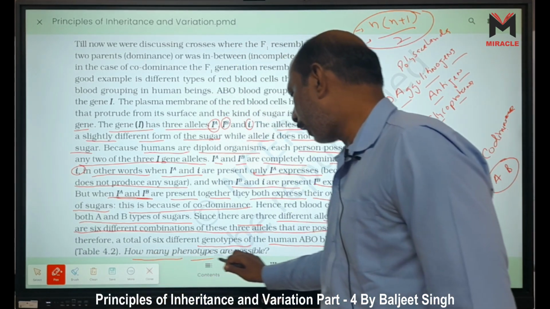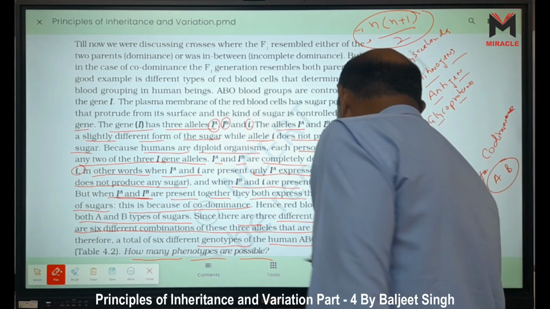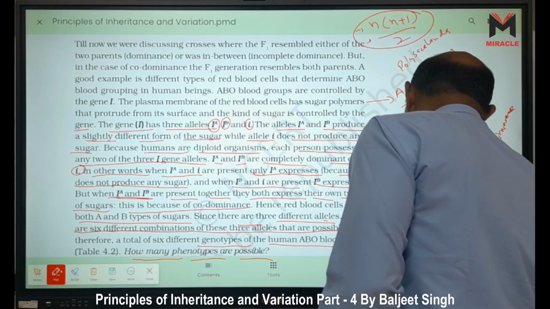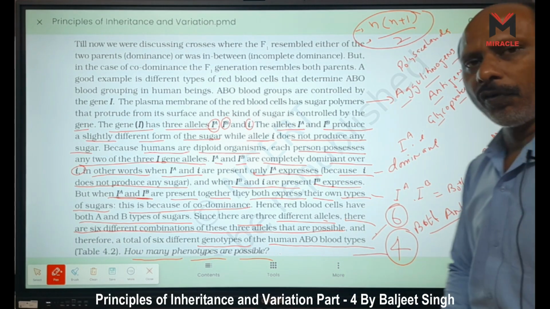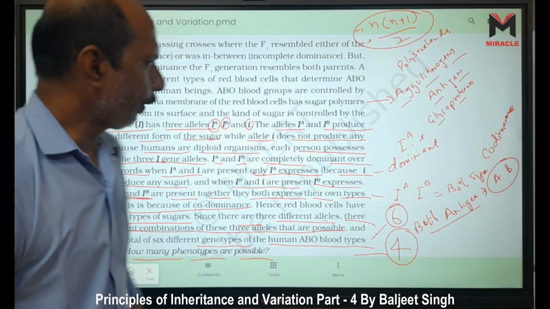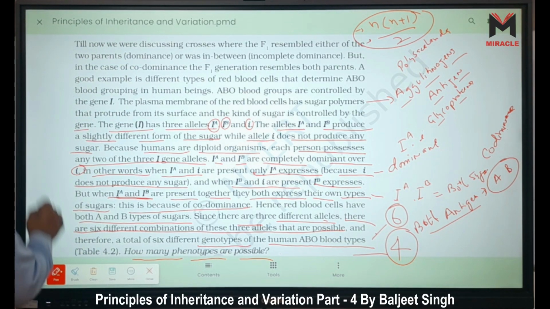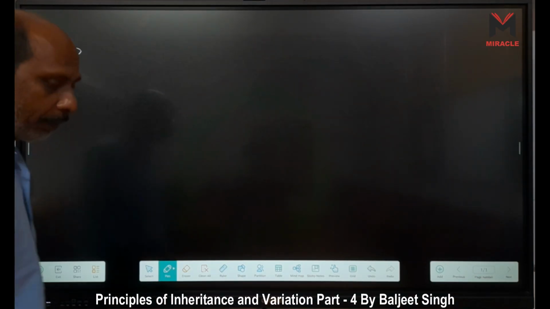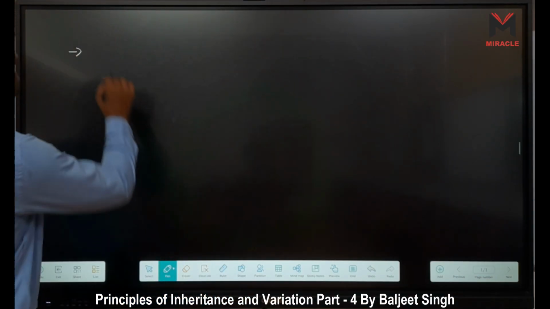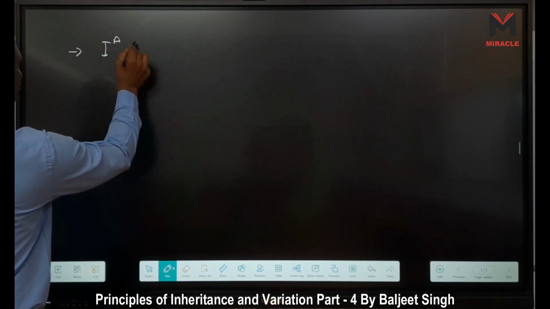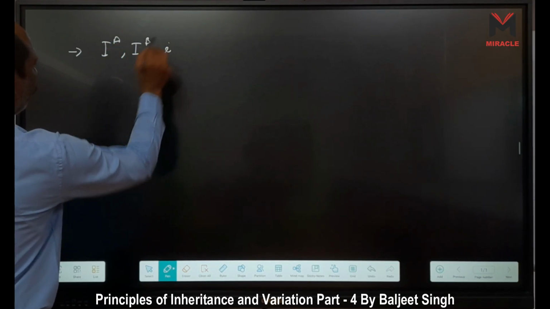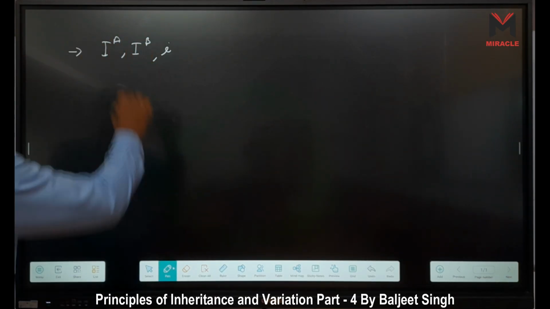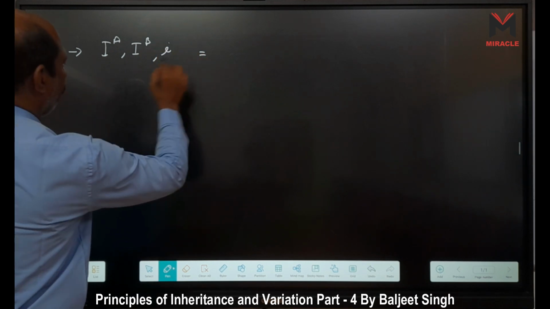How many phenotypes are possible? Phenotypes are 4, and genotypes are 6. So 6 genotypes and 4 phenotypes are possible. Okay, we will see this through. You can see what is given here: 3 alleles. Which alleles? IA, IB, and small i, right? IA, IB, and i. What is given? 3 alleles.